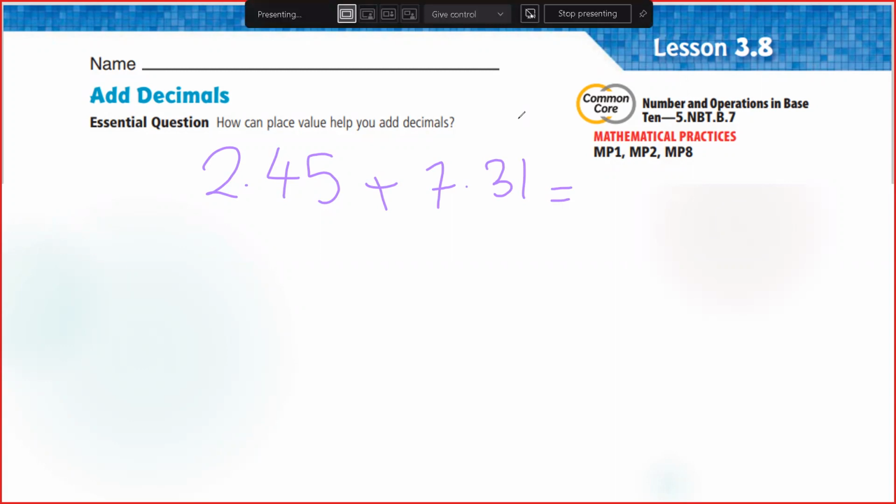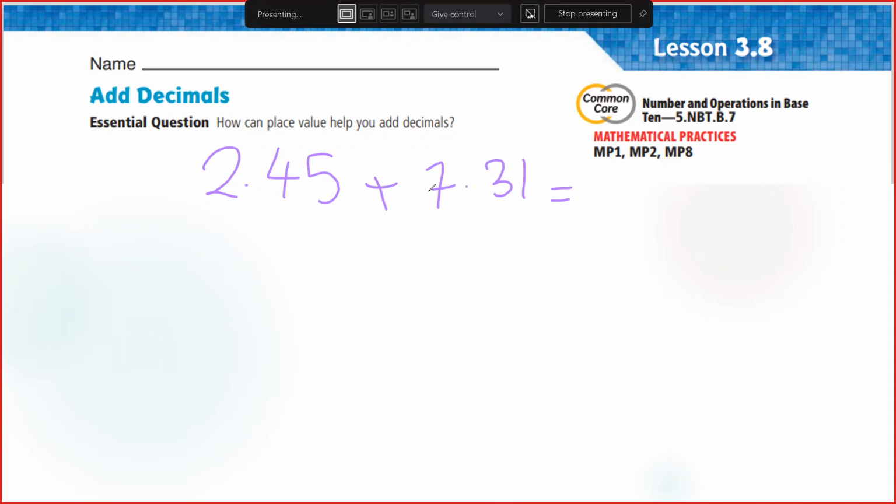If you have this example, like 2.45 plus 7.31, as you see here, we have two decimal numbers and you want to add them. What do you have to do? First step, you have to rearrange the numbers under each other. What do I mean by it?